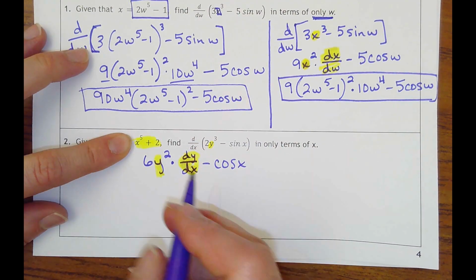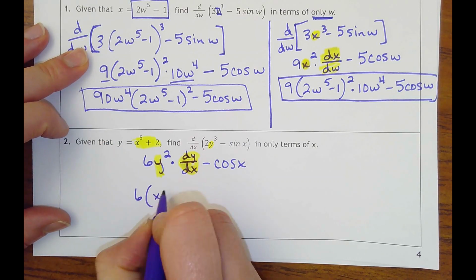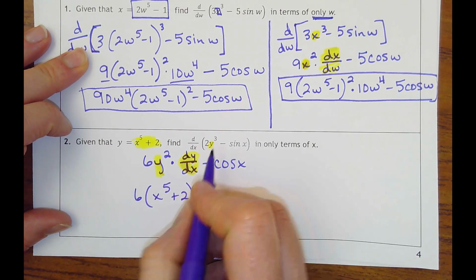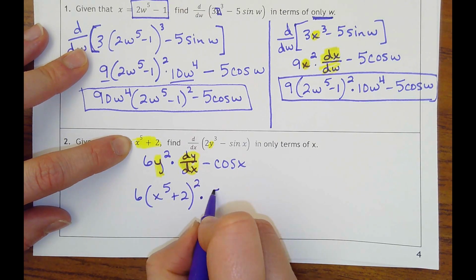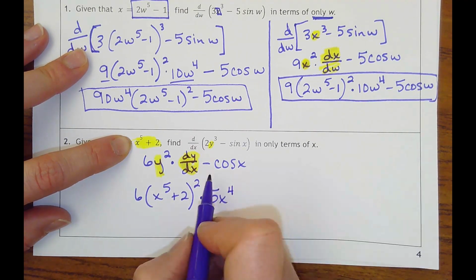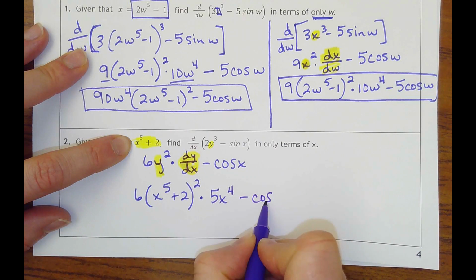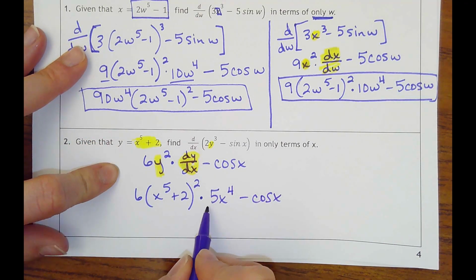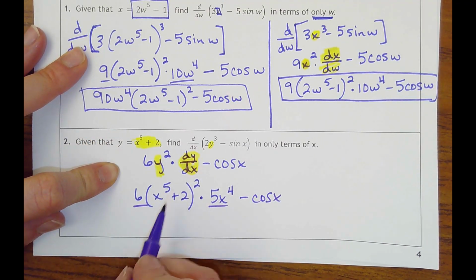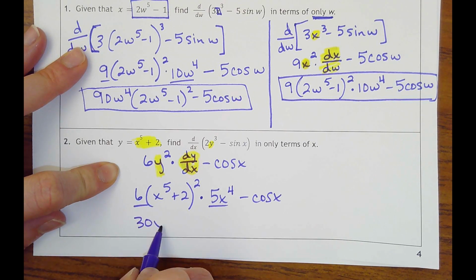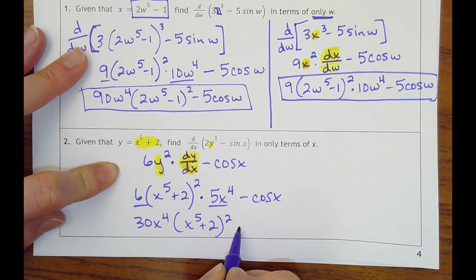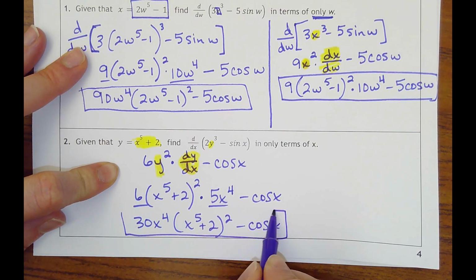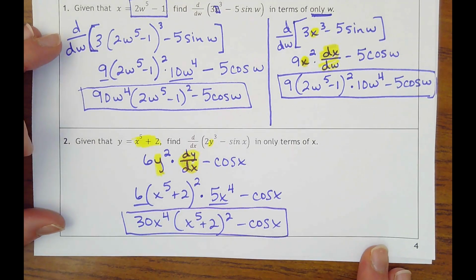So it'd be 6 times x to the fifth plus 2 quantity squared times, that would be 5x to the fourth, and then minus cosine of x. Of course, if you want to fix it a little bit, you could take your 6 times 5x to the fourth, and then that would be your answer that has only x's in it.